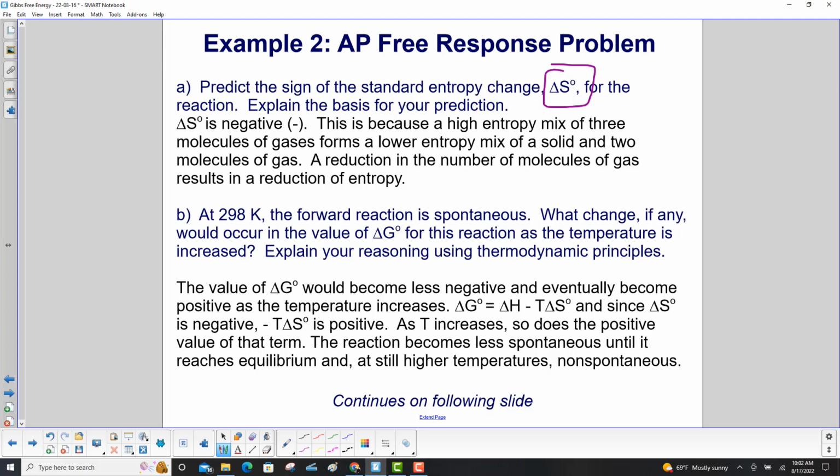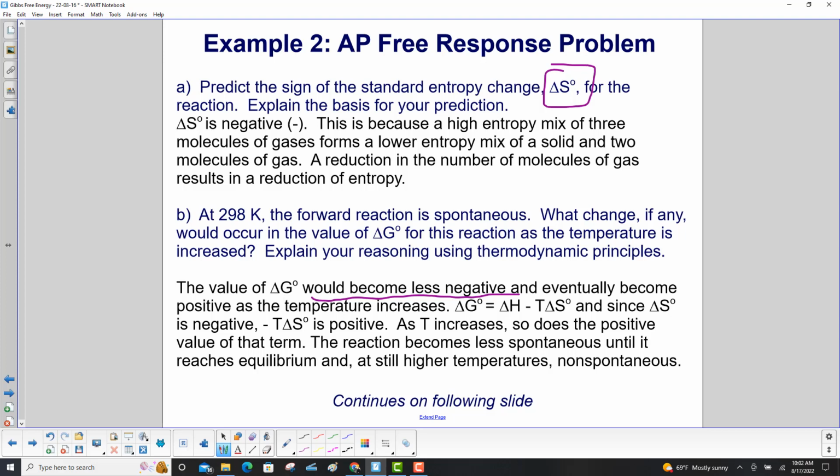At 298 Kelvin, the forward reaction is spontaneous. What change, if any, would occur in the value of delta G? The value of delta G naught would become less negative and eventually become positive as the temperature increases.